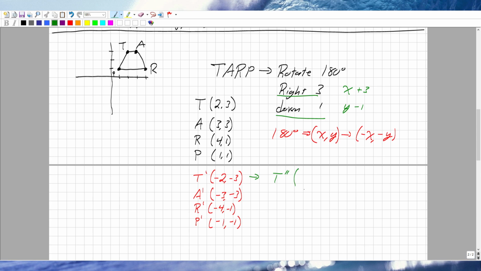It says that I'm supposed to add 3 to the x, so negative 2 plus 3 for the x coordinate. And then we're supposed to subtract 1 from the y, so negative 3 minus 1. That's really the coordinate point 1, comma, negative 4. So I go to 1, negative 4, and that would be my T double prime.